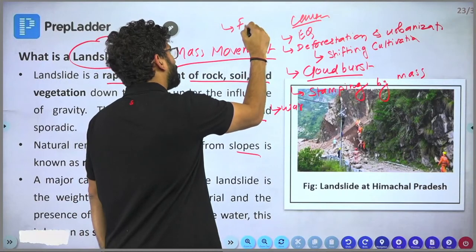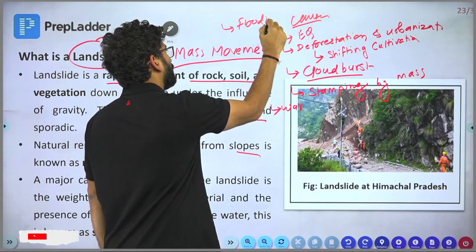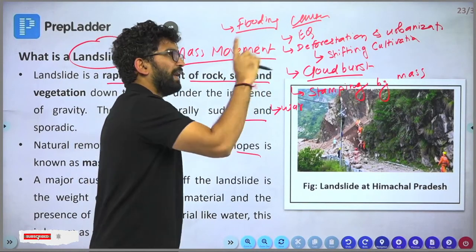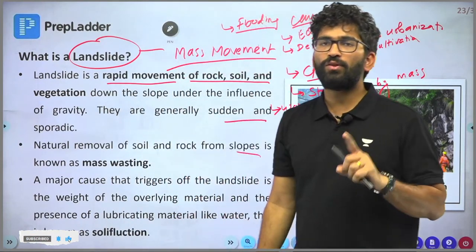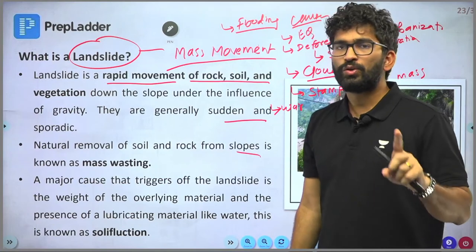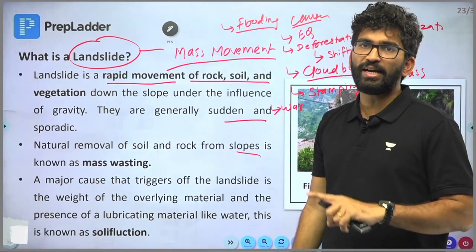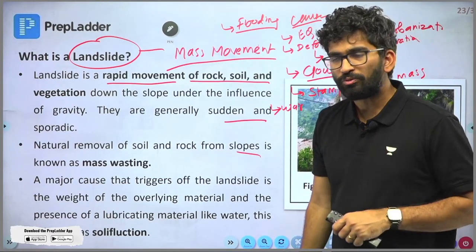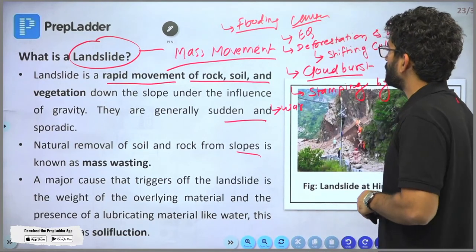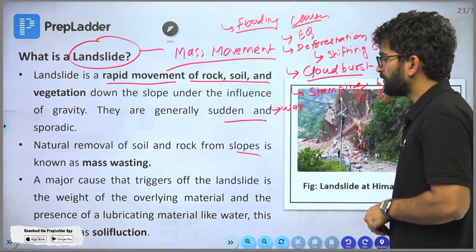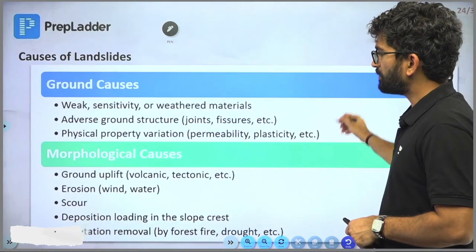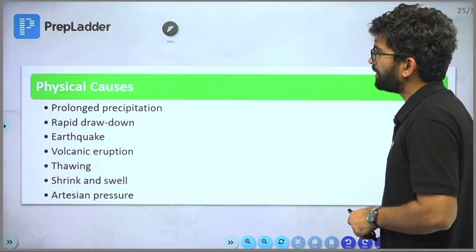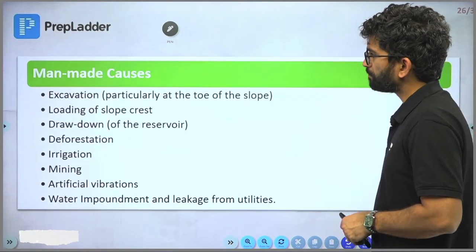Along with that, we can say flooding is one of the causes as well as a consequence of landslide. So flooding can result in landslide, and landslide can also result in flooding. Both are dependent upon each other. So these are some of the reasons which we can always mention for causes of landslide. As we have seen over here, these are the various causes.